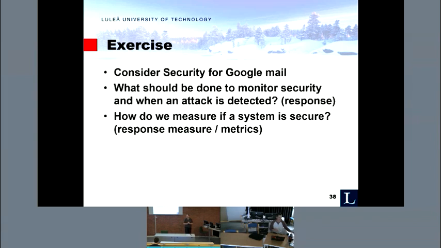Absolutely. So if we detect a number of different intrusion attempts from a single user or from a single IP, you can block them. So then we already have what can be done to monitor the security.